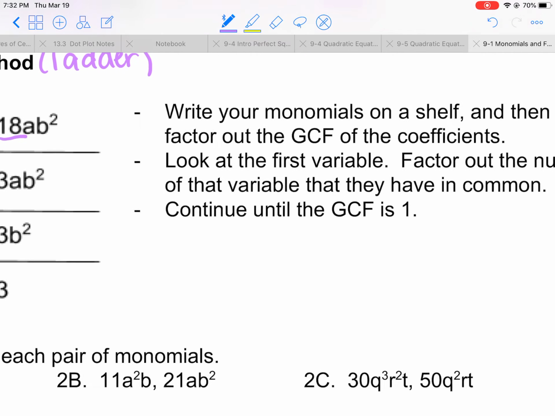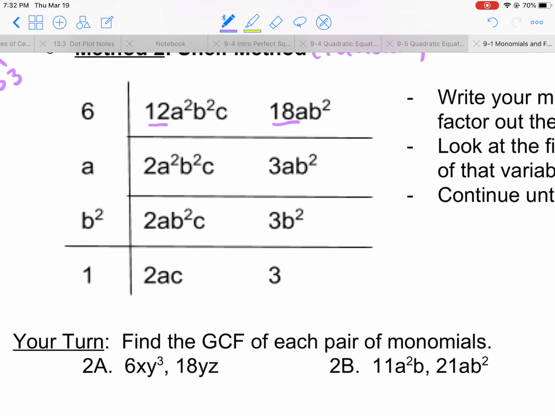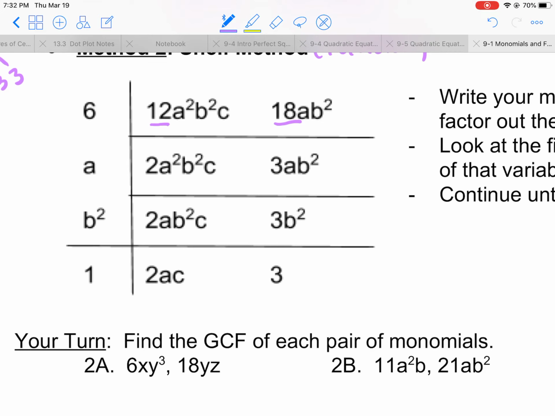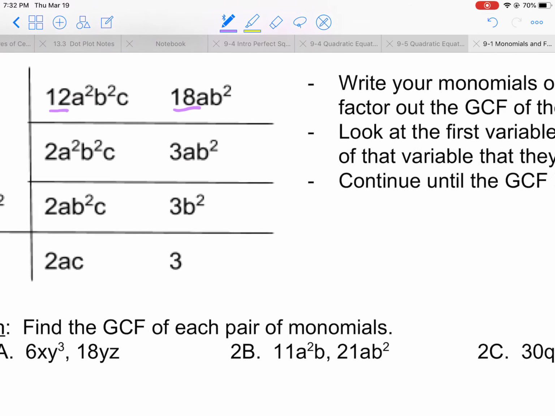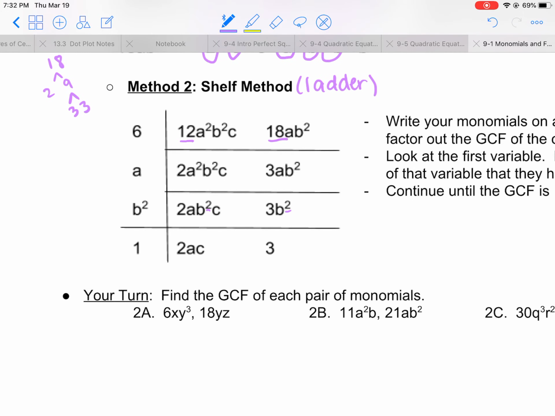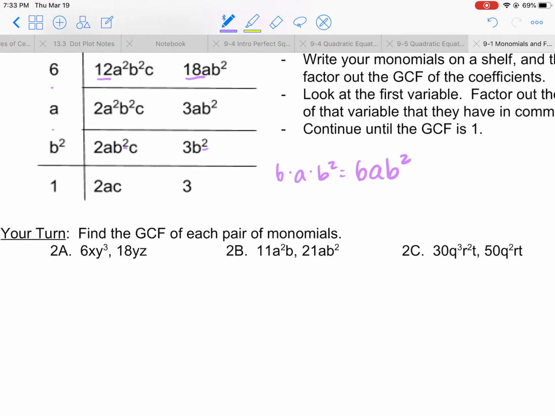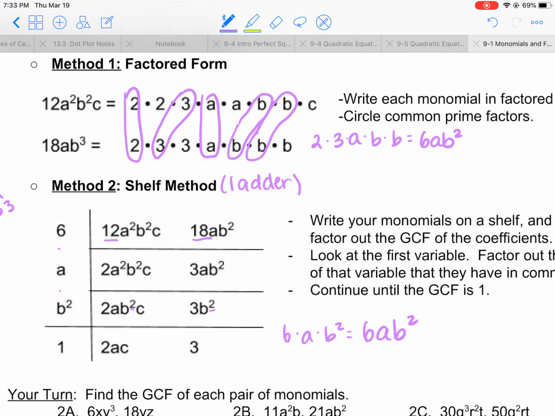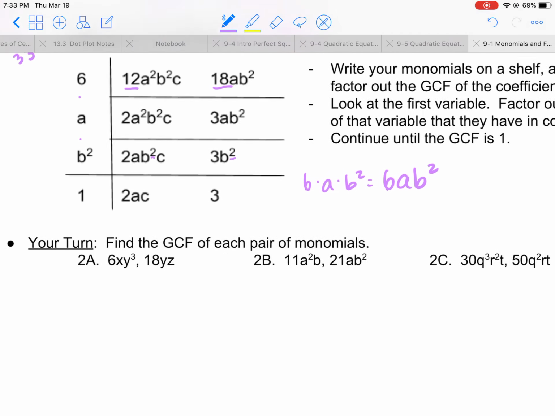I look at the first variable and I factor out the number of that variable that they have in common. The first variable is a. They have only one a in common. Then I continue until the GCF is 1. There are 2 b's in common, so I factor those out and I'm left with 2ac and 3. I then multiply on the side and I get 6 times a times b squared, which gives me the same answer as 6ab squared. Either method that you like is totally fine. That's why we show you both methods.